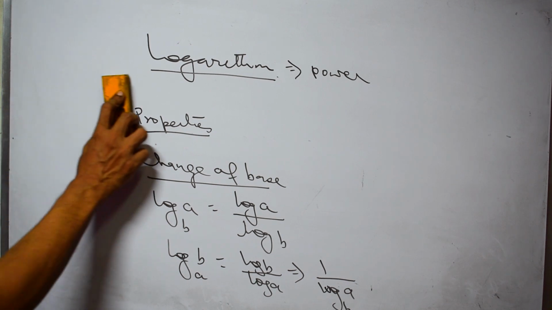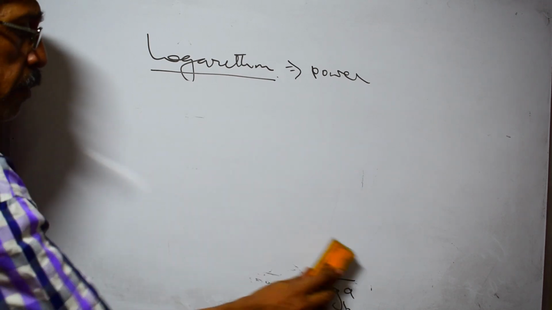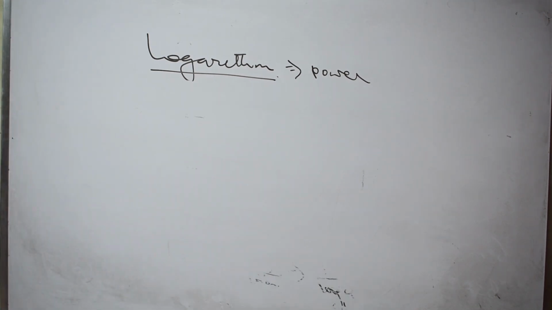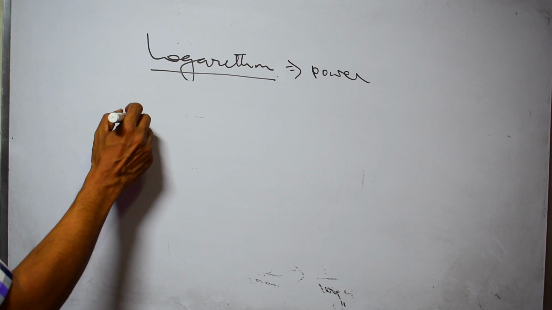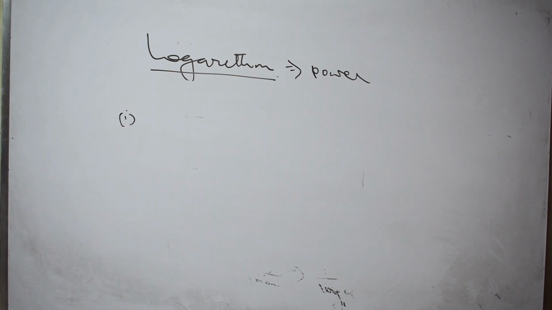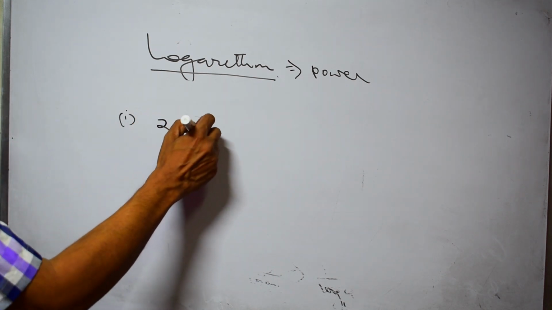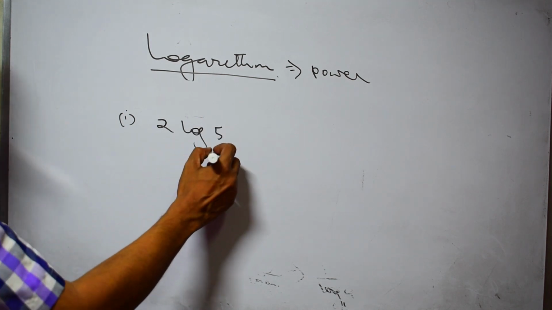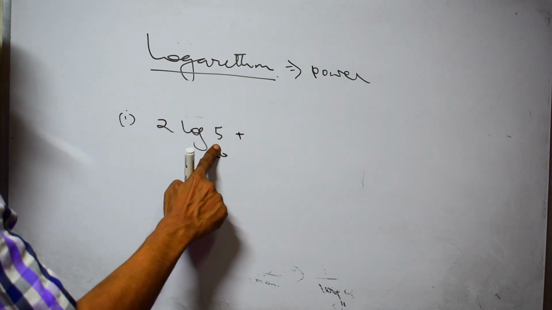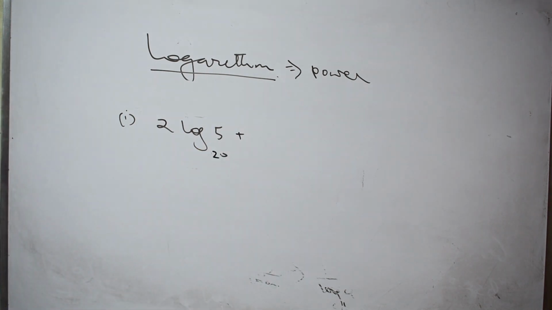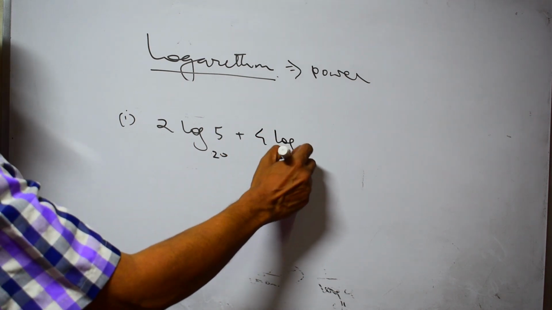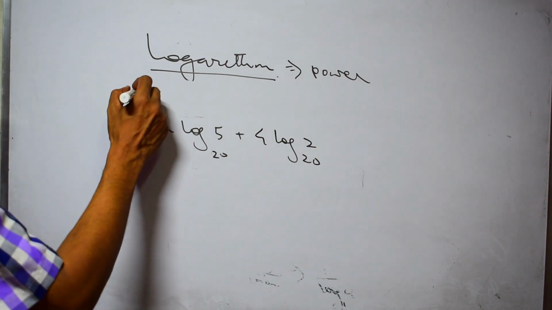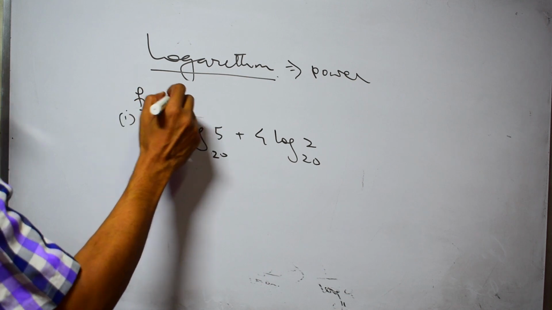Now we have some algebraic examples of log. One problem will be like this. Example: find the value of 2 log 5 to the base 20 plus 4 log 2 to the base 20. We have to find the result.